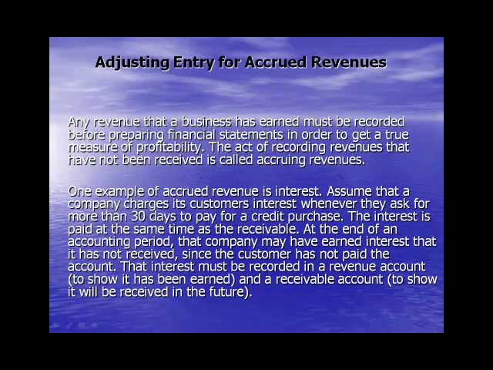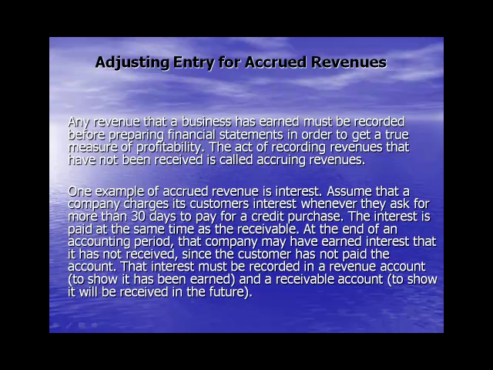Adjusting entry for accrued revenues. Any revenue that a business has earned must be recorded before preparing financial statements in order to get a true measure of profitability. The act of recording revenues that have not been received is called accruing revenues. One example of accrued revenue is interest. Assume that a company charges its customers interest whenever they ask for more than 30 days to pay for a credit purchase. The interest is paid at the same time as the receivable.